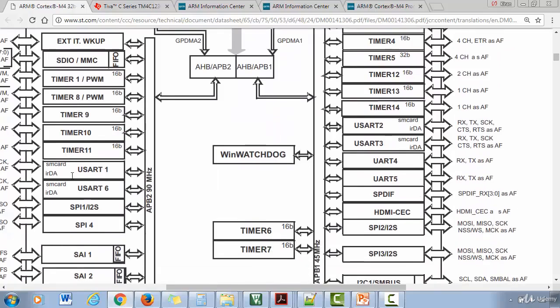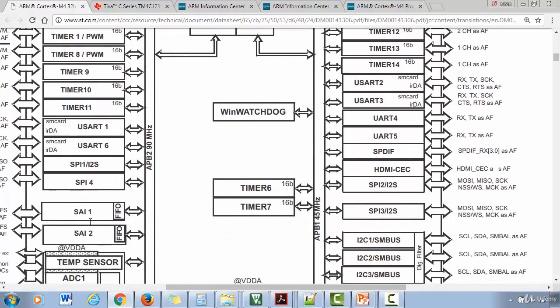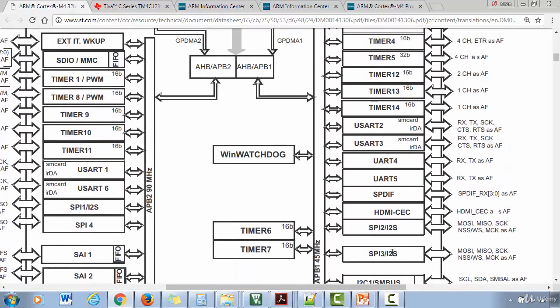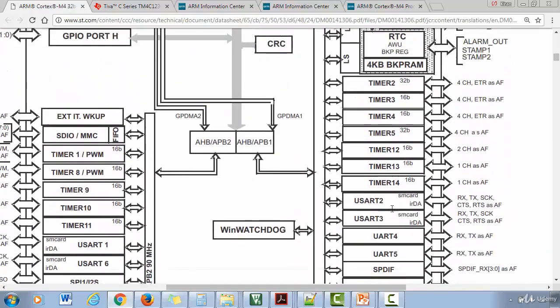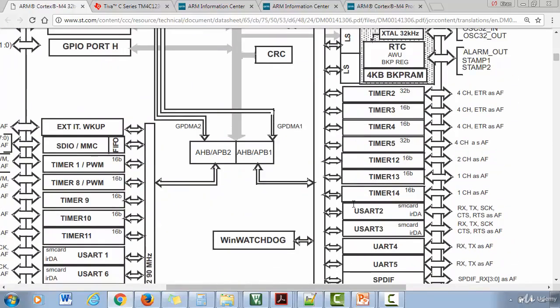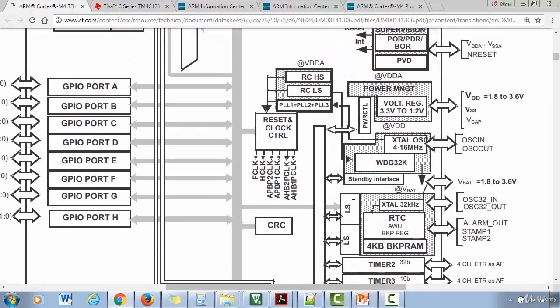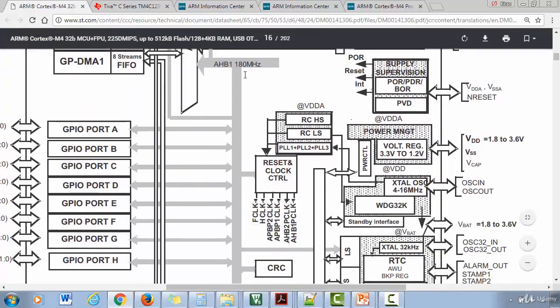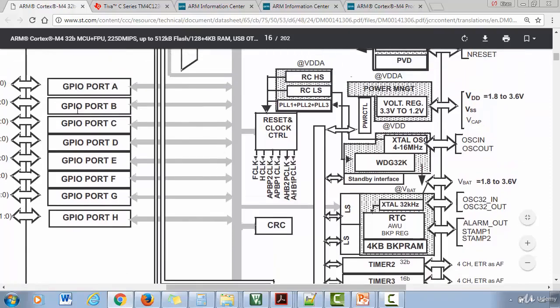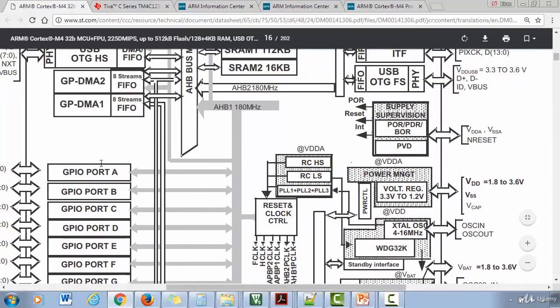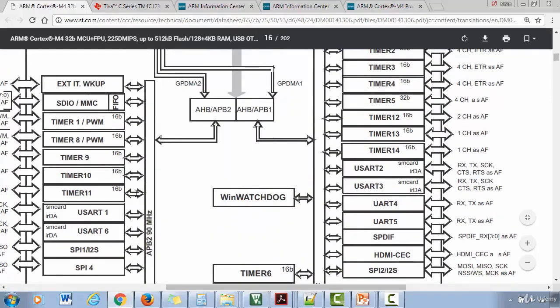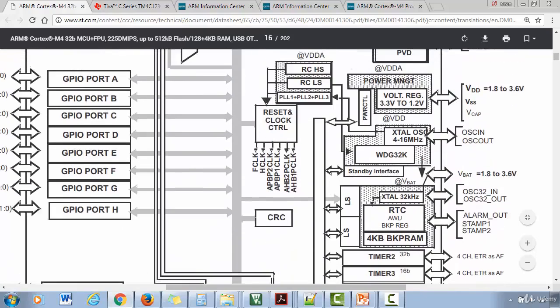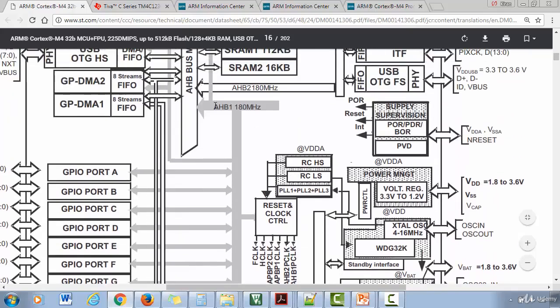And all these peripherals like timers, UART, SPI, ADC, I2C are actually hanging on the APB bus, not on the AHB bus. And the GPIOs are actually hanging on the AHB1 bus. So that means the GPIO has the capacity to run at maximum speed up to 180 megahertz, but that privilege is not given to these other peripherals. So you can call these slow peripherals compared to those peripherals which are connected to the AHB1 bus.